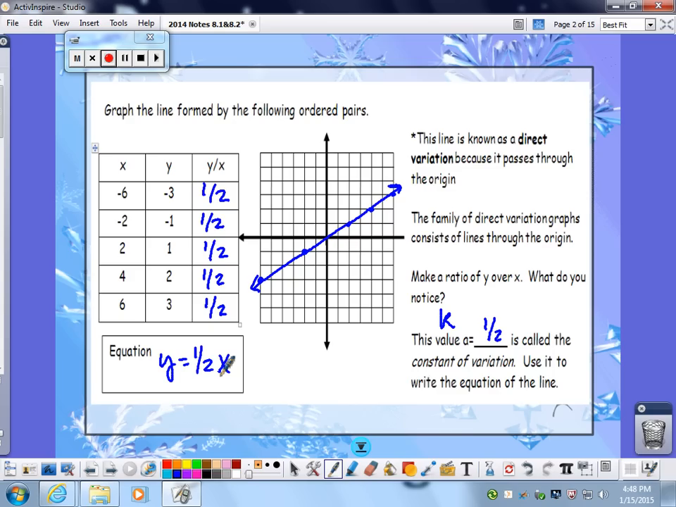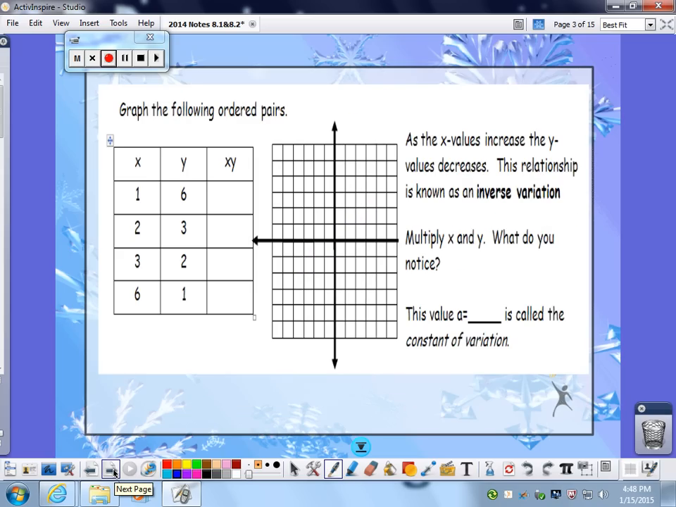All right, let's move on. Let's graph some points again. So we've got (1, 6), (2, 3), (3, 2), and (6, 1). All right, let's connect those. Notice we don't have a line anymore. This is a curve. And notice here, as x increases, the y values are decreasing. This relationship is known as an inverse variation.